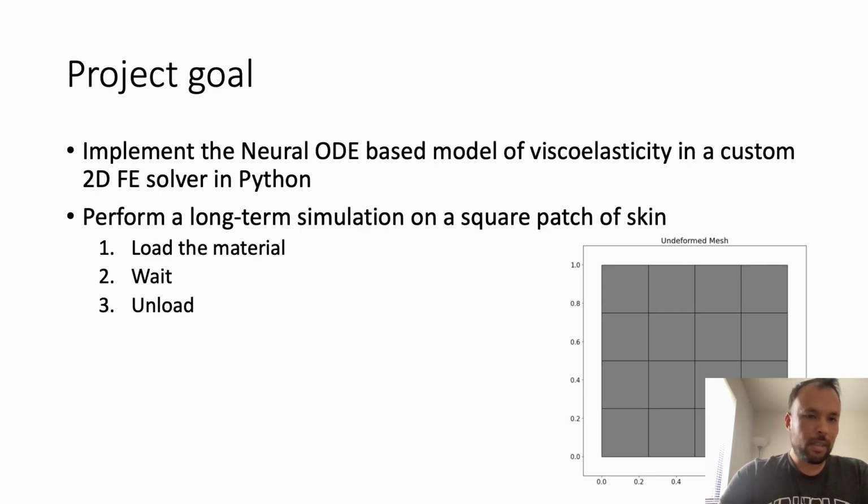So, in summary, I want to implement that in a 2D plane stress FE solver in Python, and I want to simulate this square patch of skin as shown on the right. I will load this, wait, and then unload to observe how viscoelasticity affects the behavior.